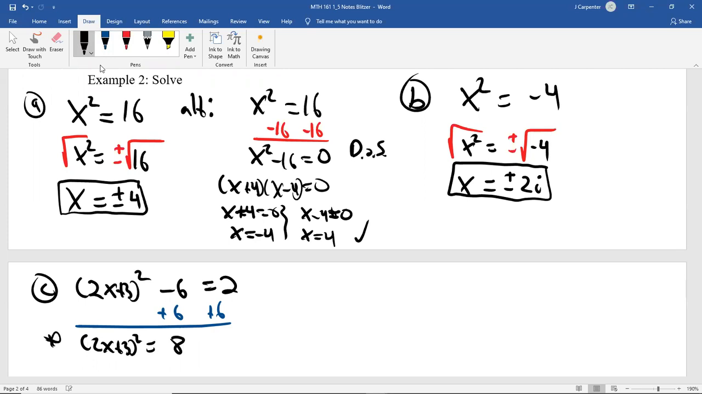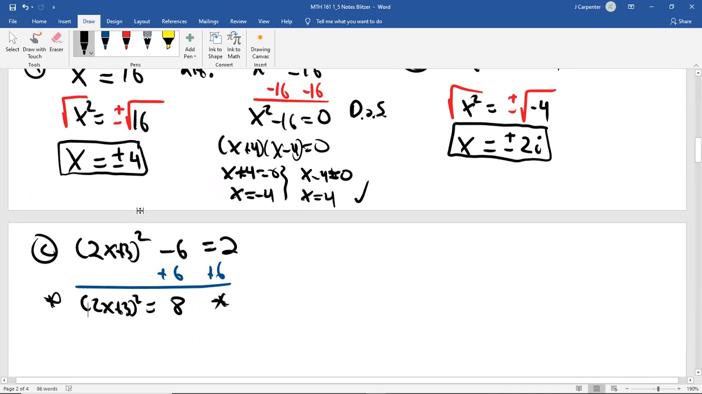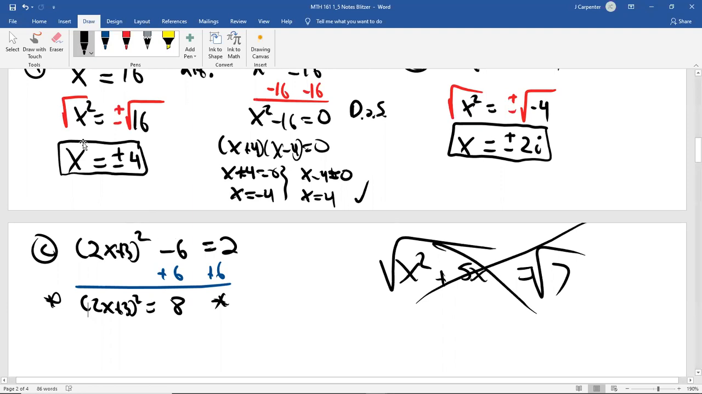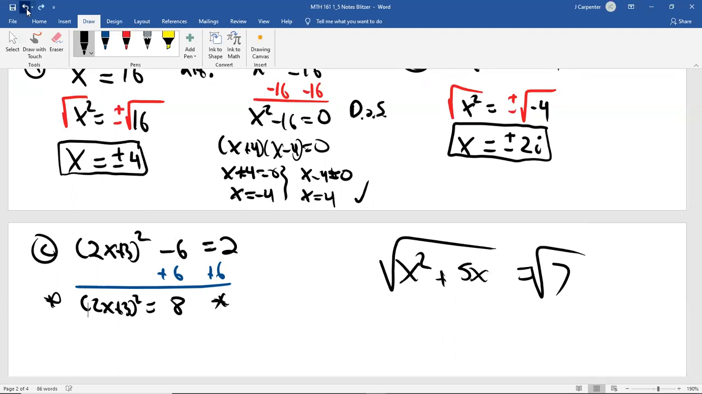This is where we can take that plus or minus square root. You can't do it if it's something like x squared plus 5x equals 7. You can't just take a square root like that. It has to be just something squared equal to something else, just a number in particular.